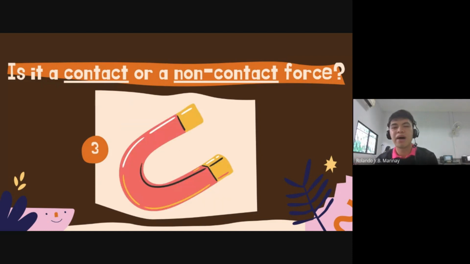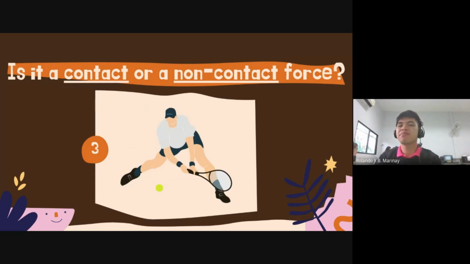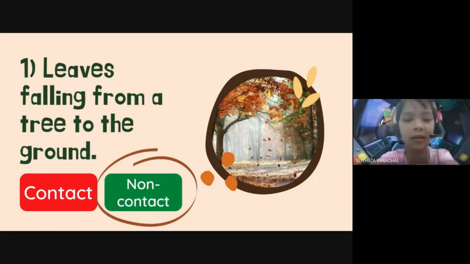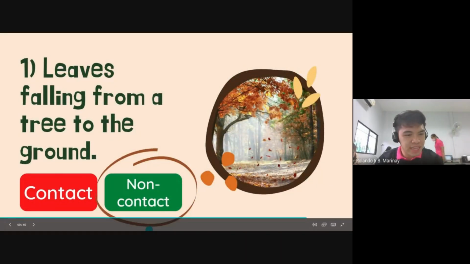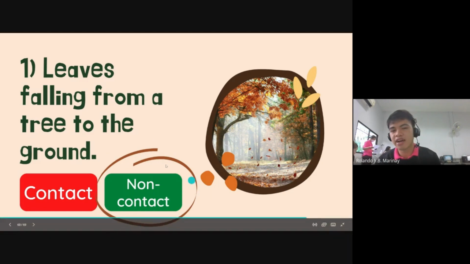What about this one? A magnet. Non-contact, very good. What about playing tennis? Contact, very good. Okay, we're almost done. Is it contact or non-contact? Falling leaves. The leaves are falling. This is a non-contact force, because that is an example of gravitational force.